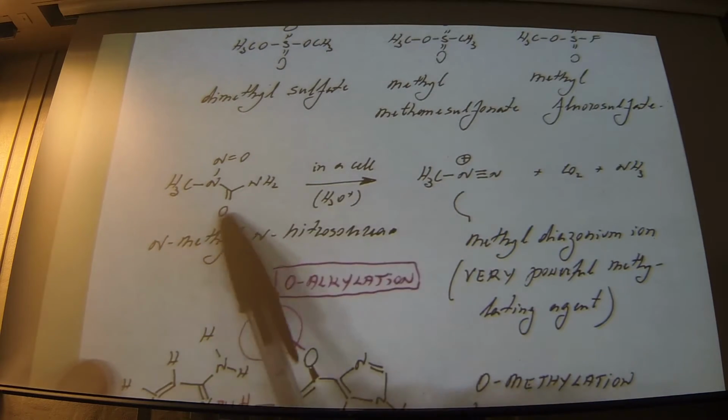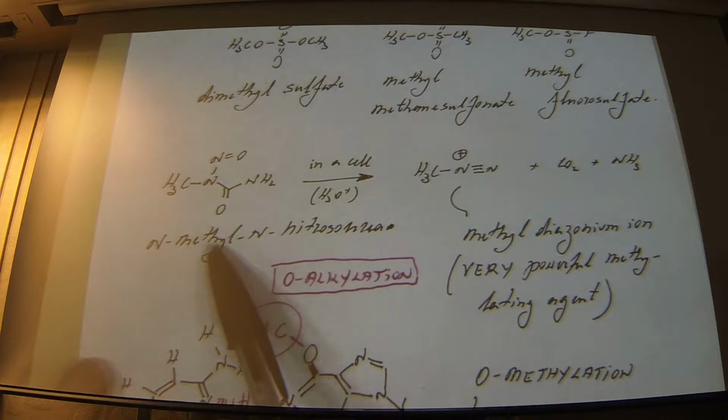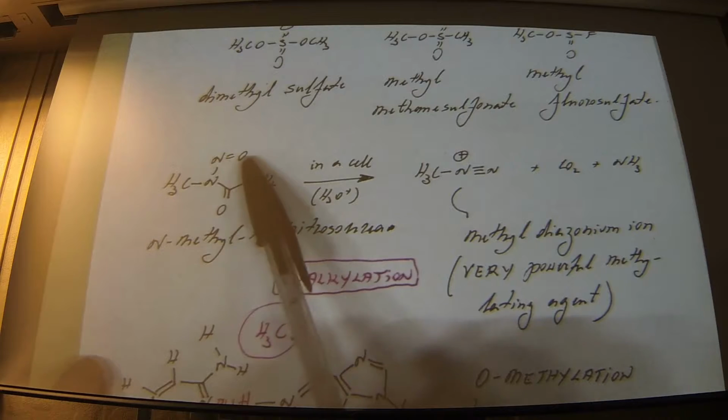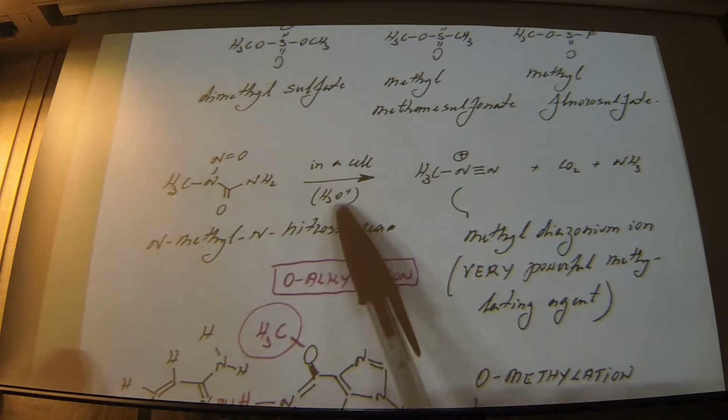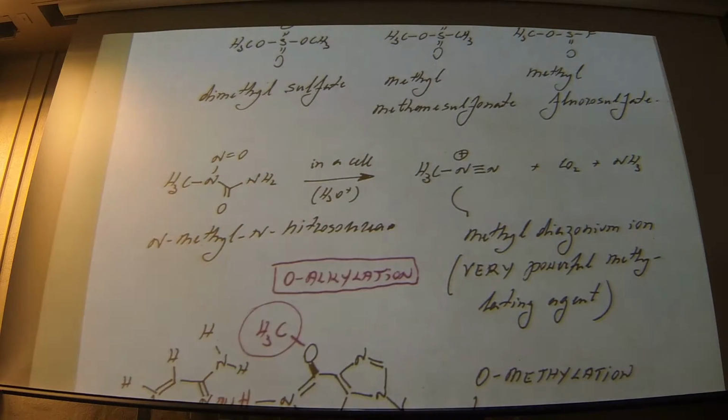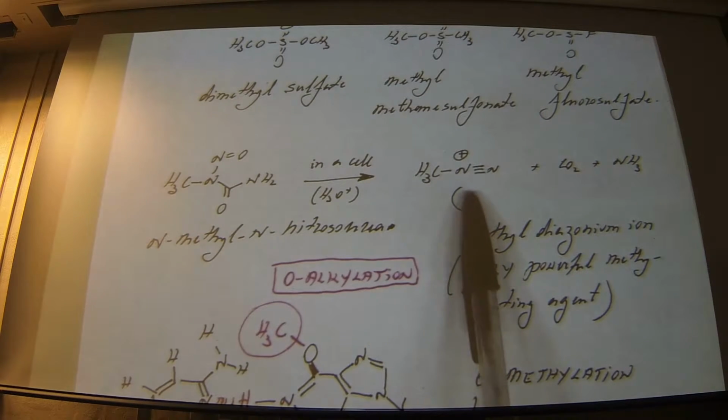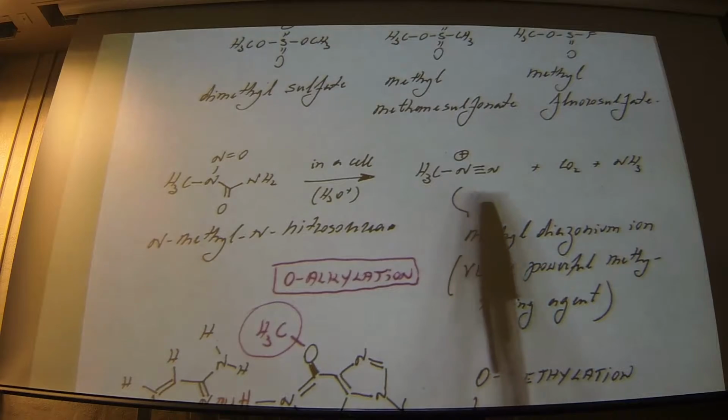Another way of doing this is with an N-nitrosoamine, or in this case an N-nitrosourea. So these N-nitroso compounds, when they see acid, they do diazonium chemistry. And so you can figure out what the mechanism was for that reaction and see that what you end up with is methyl diazonium. This, of course, is completely unstable.